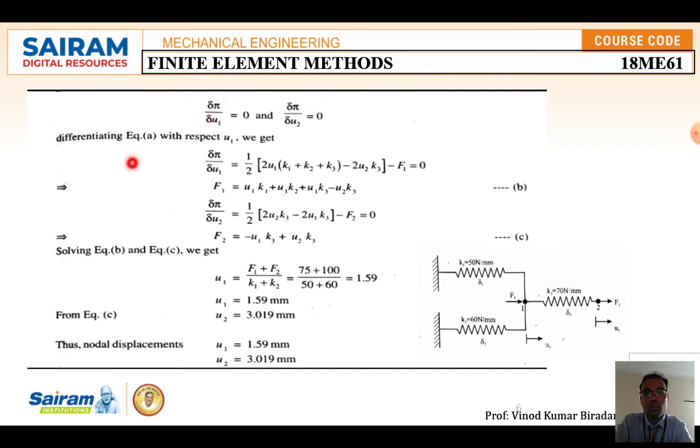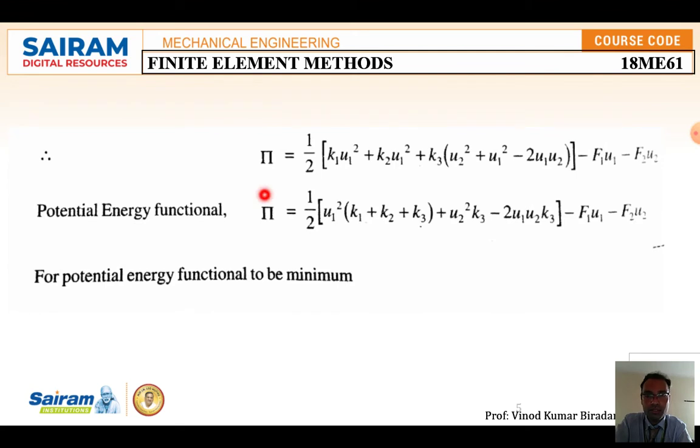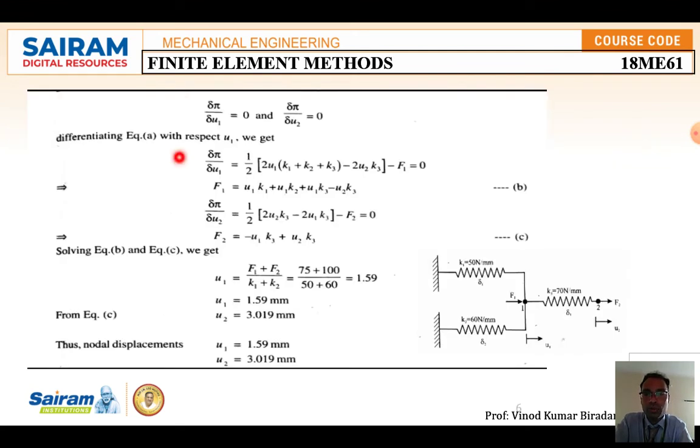Okay, so now differentiate this equation with respect to u1. You are going to get dou pi by dou u1 equal to half of 2 u1 into (k1 plus k2 plus k3) minus 2 u2 k3, bracket close, minus f1, which is equal to 0. Again the dou pi by dou u1 on the other side becomes 0. So we want the force f1. Take the 2 common, this 2 is going to cancel, so finally you get the final equation: f1 is equal to u1 k1 plus u1 k2 plus u1 k3 minus u2 k3. Call this equation number 1.